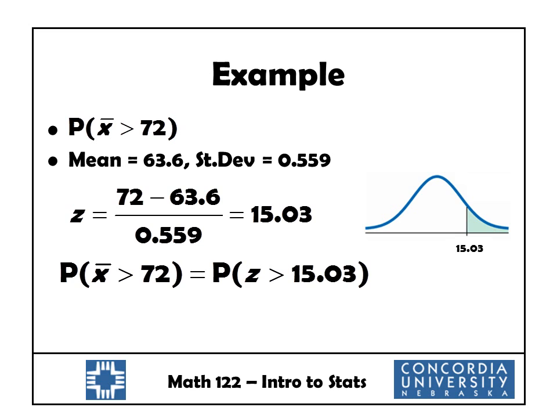That's a huge z-score, and so we shade to the right of that. We can look that up from our table. The area to the left is 0.9999, and so we subtract that from 1 to get our probability of 0.0001. So remember, whenever we're dealing with the mean of a sample, we're using the central limit theorem.